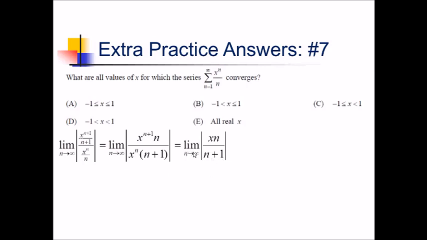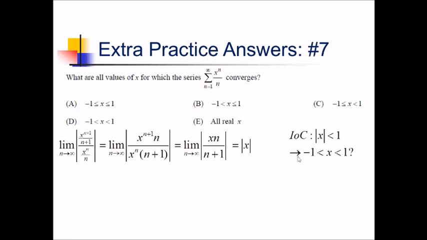Taking our limit as n approaches infinity, we've got n over n with a coefficient of x up here. So that's going to just be the absolute value of x. By the ratio test, that has to be less than 1 for convergence. So we can rewrite this without absolute value as -1 less than x less than +1.